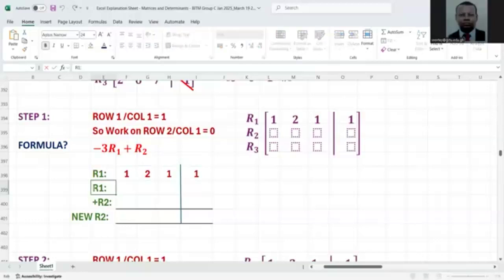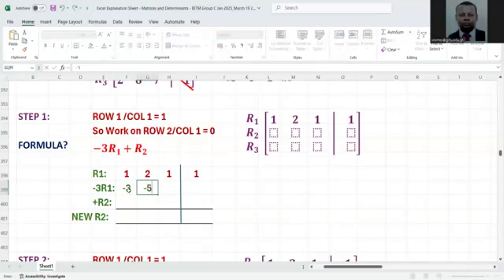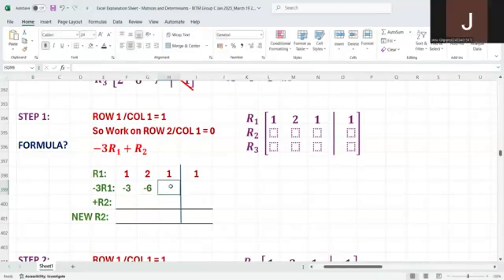We multiply it by -3. So this times -3, so row 1 times -3. Here, 1 times -3 will be -3. 2 times -3 will give you -6. And then 1 times -3 will give you -3. And then the last one also will give you -3.